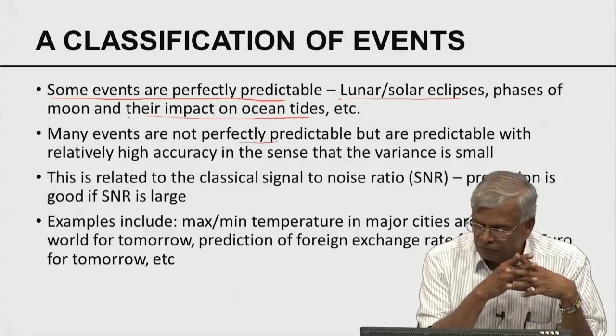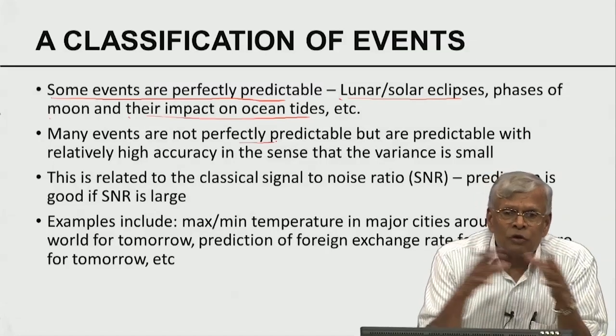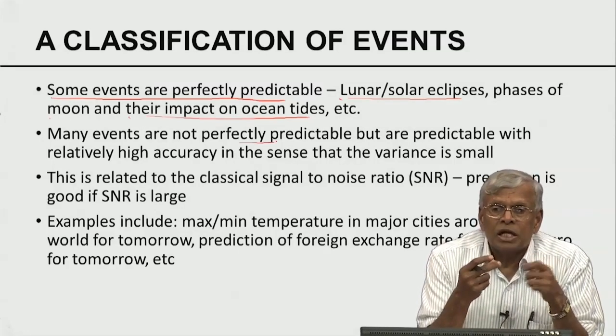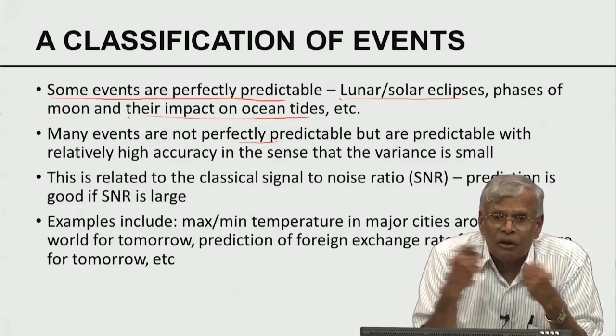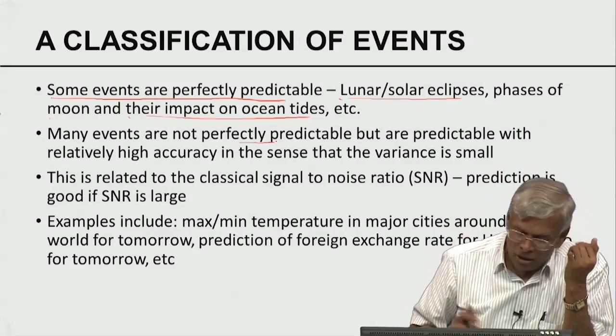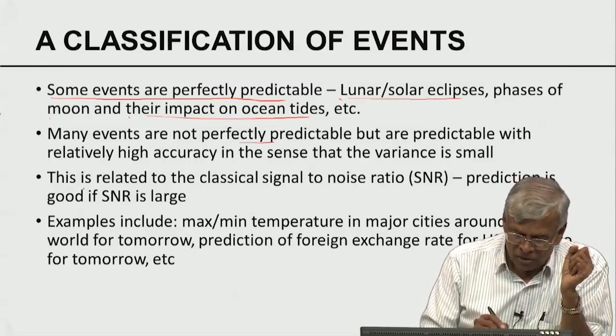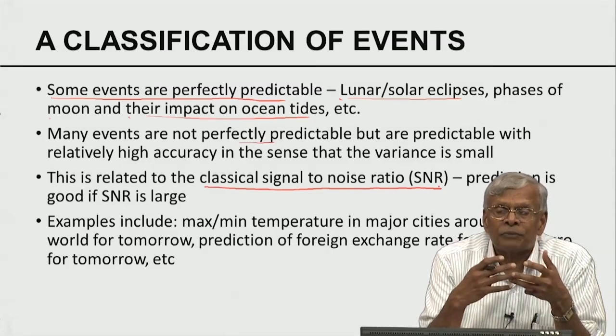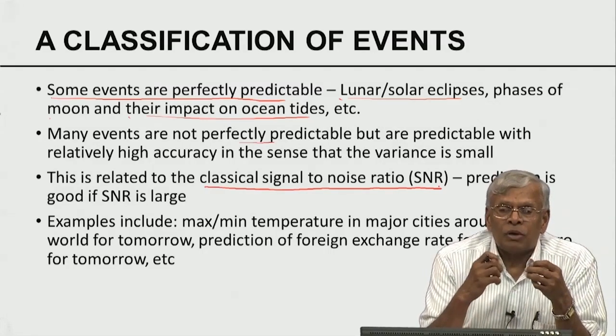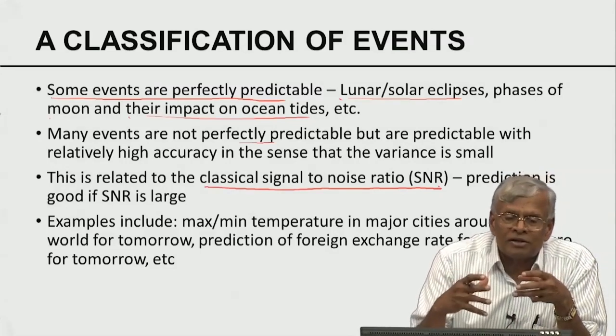What do you mean by not perfectly predictable? Because when you go from deterministic to stochastic, the variance matters. If the variance of the prediction is large, then the quality of prediction is low. If the variance of prediction is low, the quality of prediction is high. So, in general, within the stochastic framework, this is related to the classical signal to noise ratio. So a prediction is good if the signal to noise ratio is large. Why is that? The numerator is signal, denominator is noise. If the noise is low, the signal to noise ratio is high.